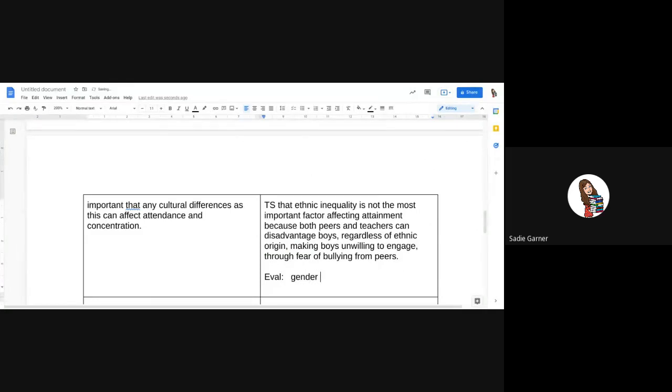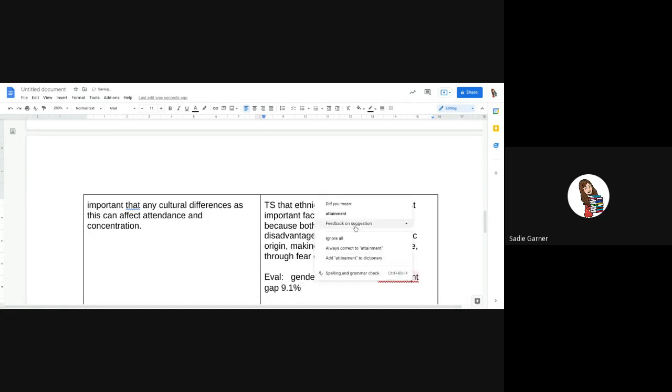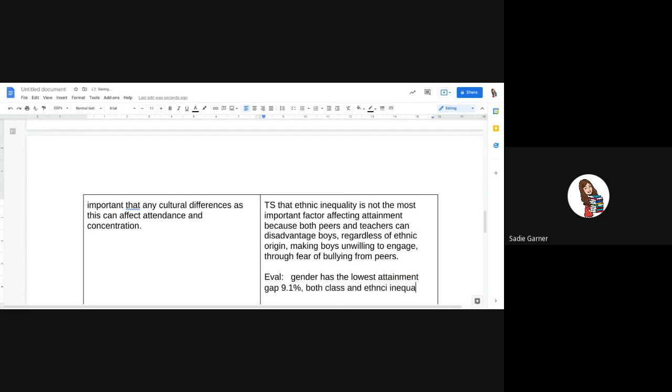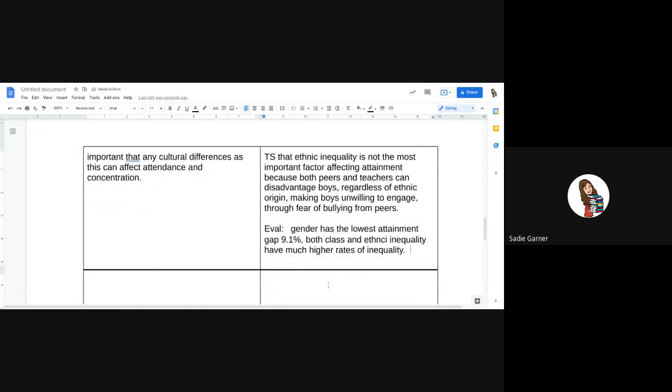gender has the lowest attainment gap. It has the lowest attainment gap, about 9.1%. Both class and ethnic inequality have much higher rates of inequality. Gender has the minimal impact. Appreciate you have to be intersectional and connect the 3, but it really does have the minimal impact.